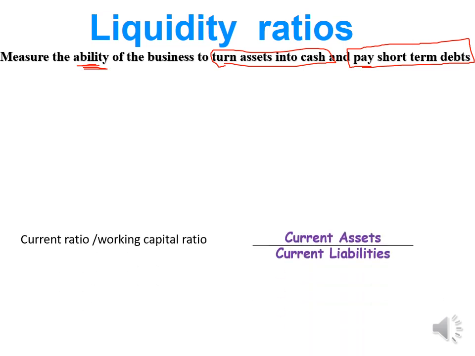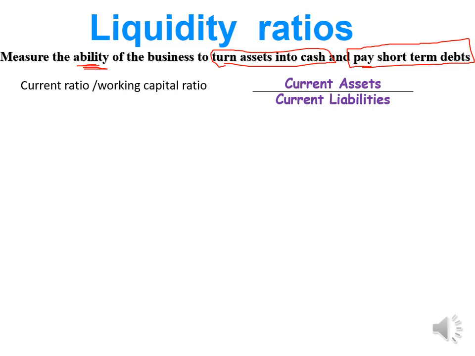The first one is current ratio or working capital ratio. What is the formula for current ratio or working capital ratio? Current assets divide with current liabilities. We call that current ratio.